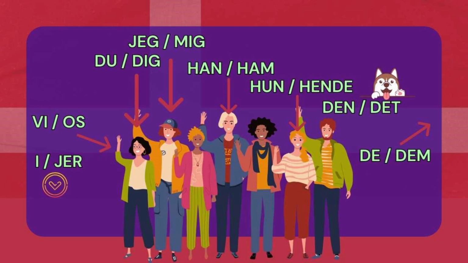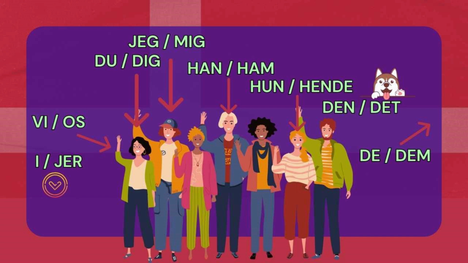Then we have den and det, which means it. Here's a little bonus grammar thing. We have two words for it, den and det, depending on the noun. Remember what we had in the last class. Is it en something or et something? Den and det.